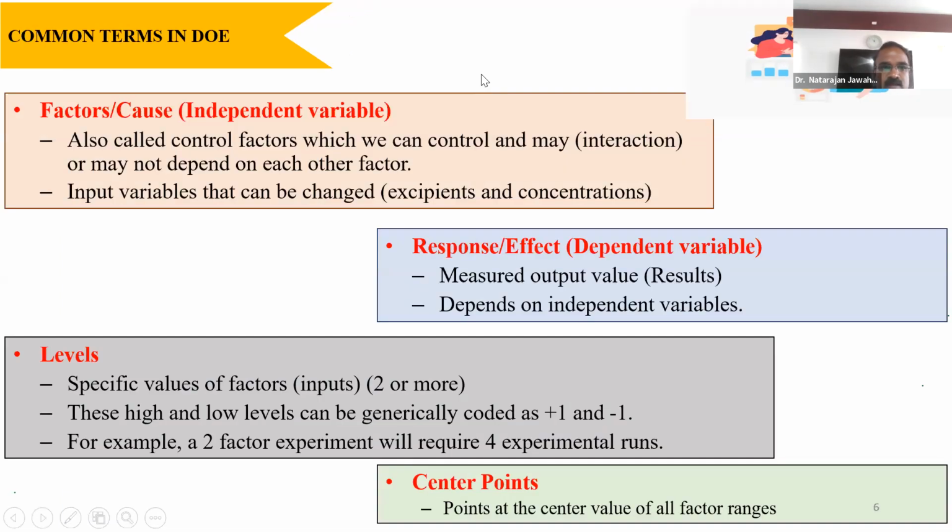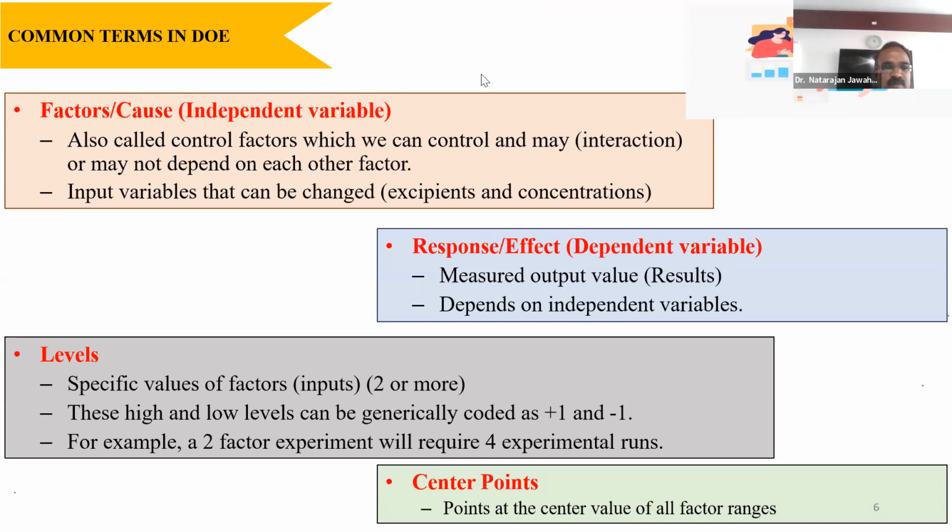So the next one is, what are the common terms used in DOE? Mainly these terms are very common. One is factor, especially the independent factor. Another is response or effect, then levels, then center points. These are the common terms generally used in DOE.